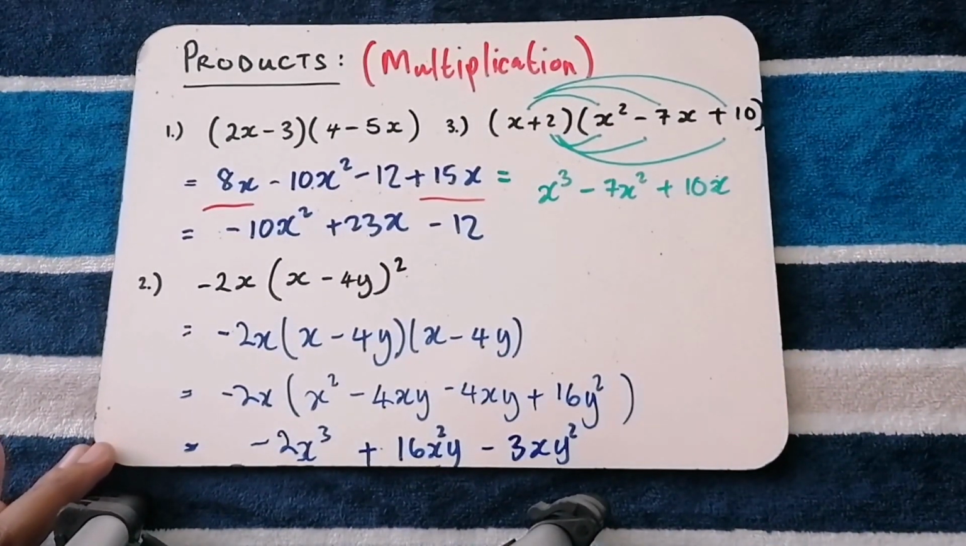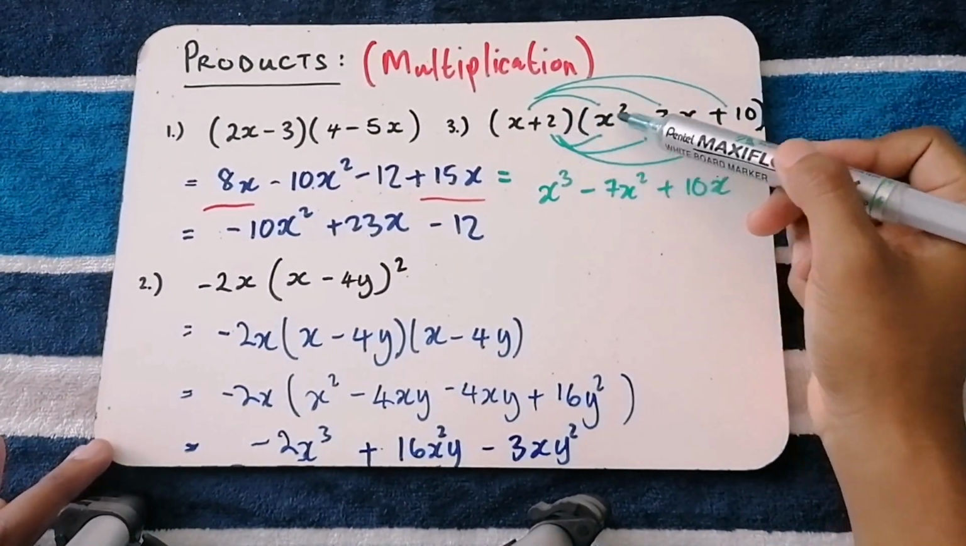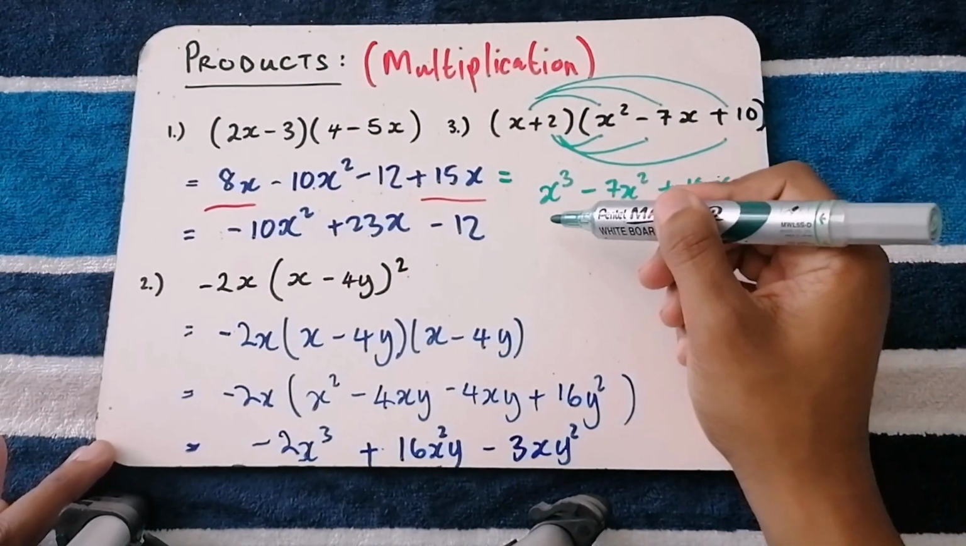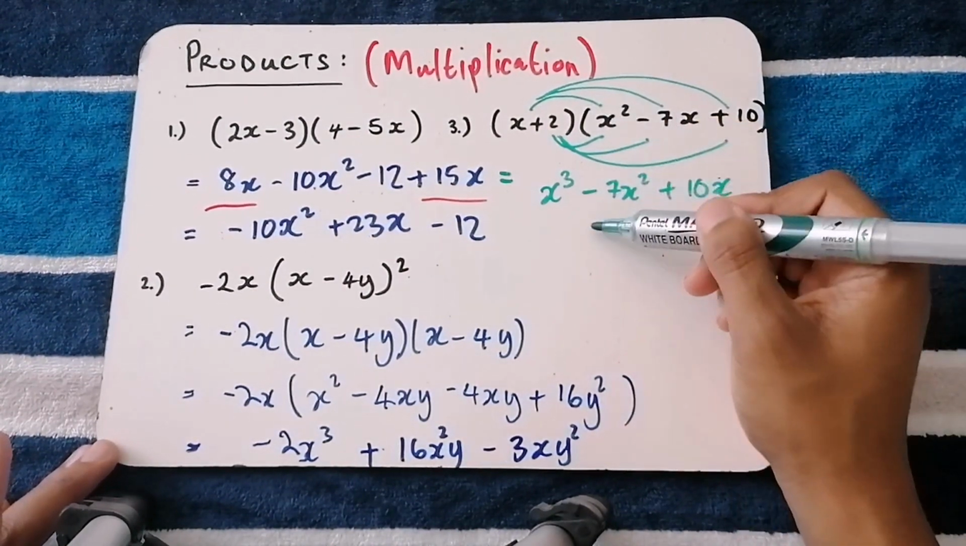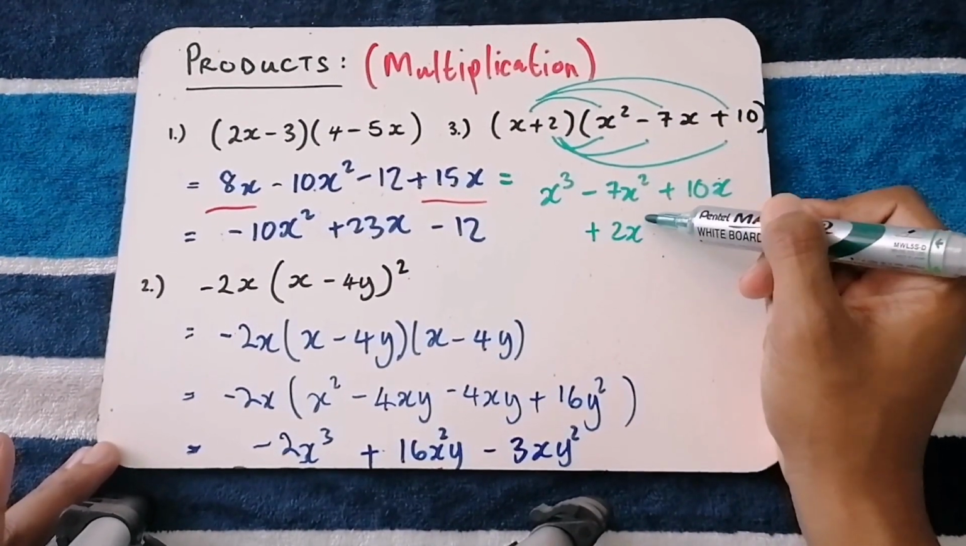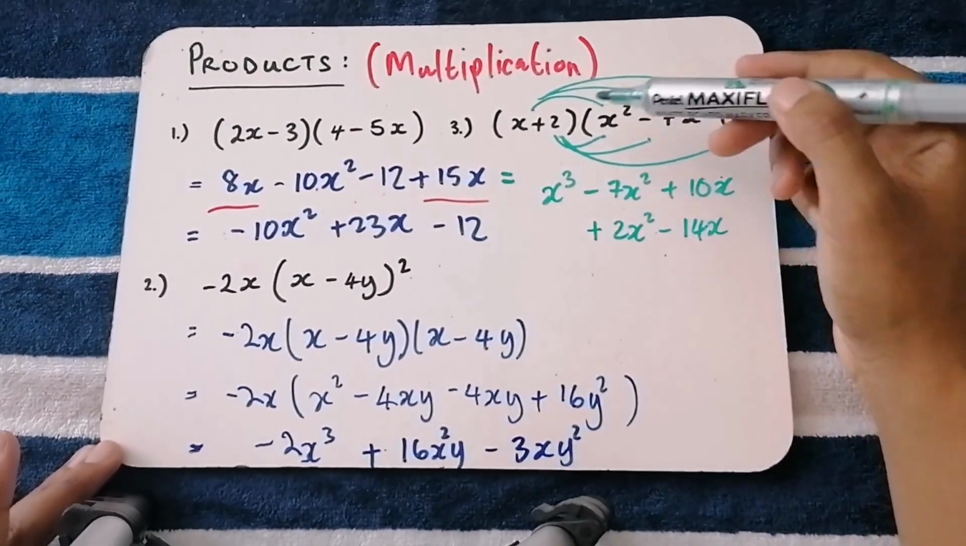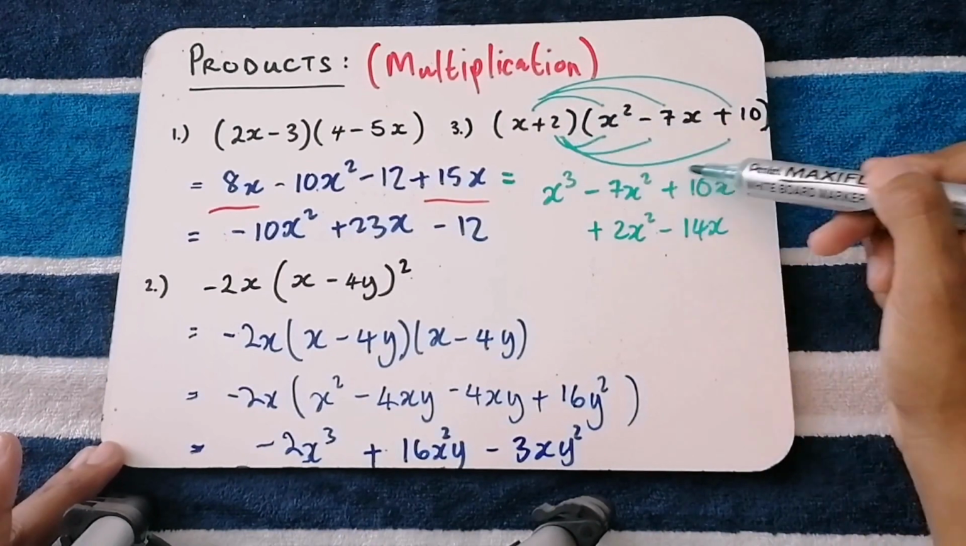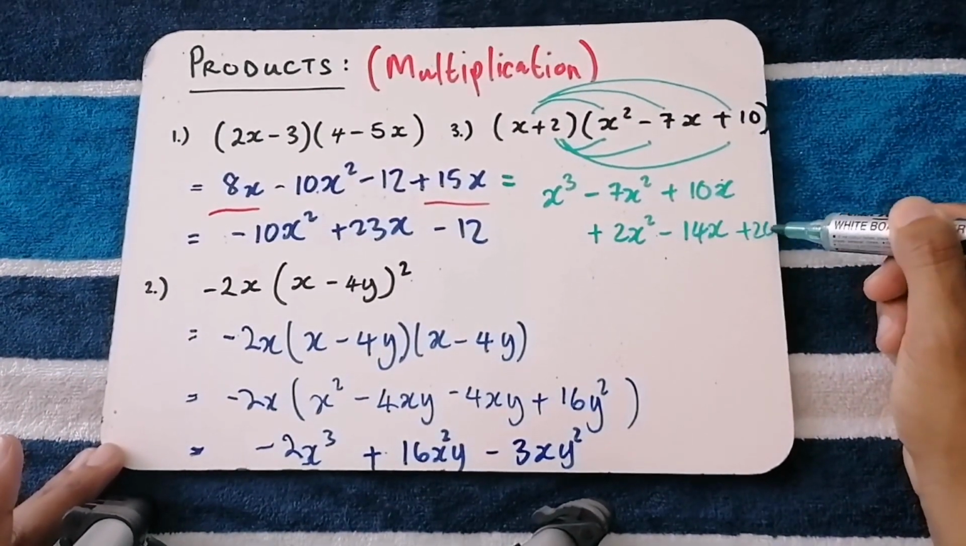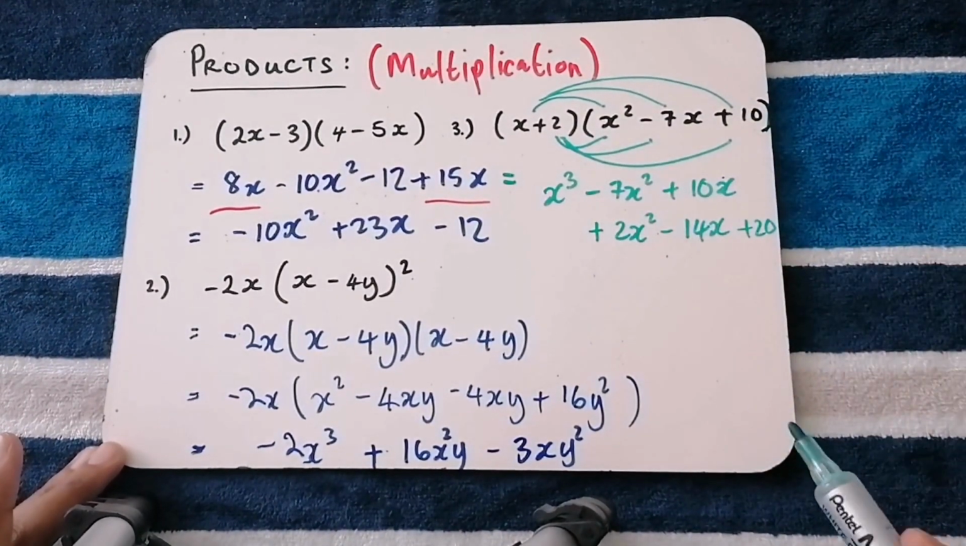Okay, we gave each term an x. Now we need to multiply each term with a 2. So this is going to be 2x squared, negative 14x, when you multiply it with a 7. And then lastly, 20. Multiplying the 10 by 2.